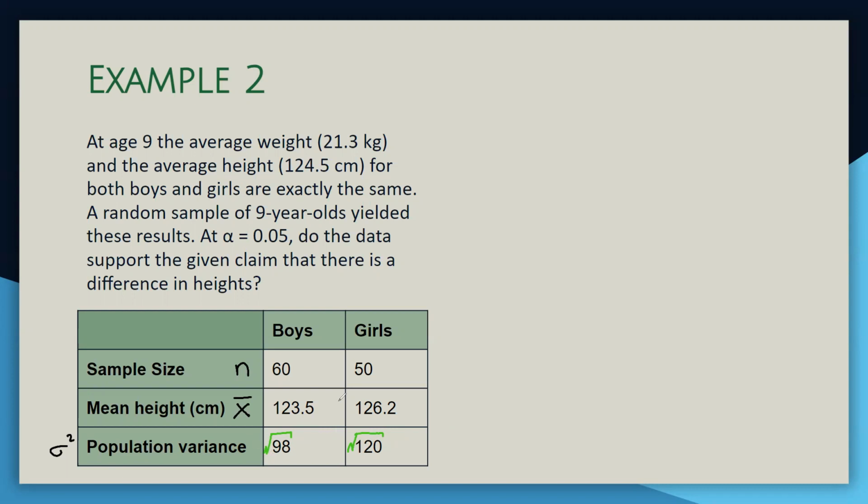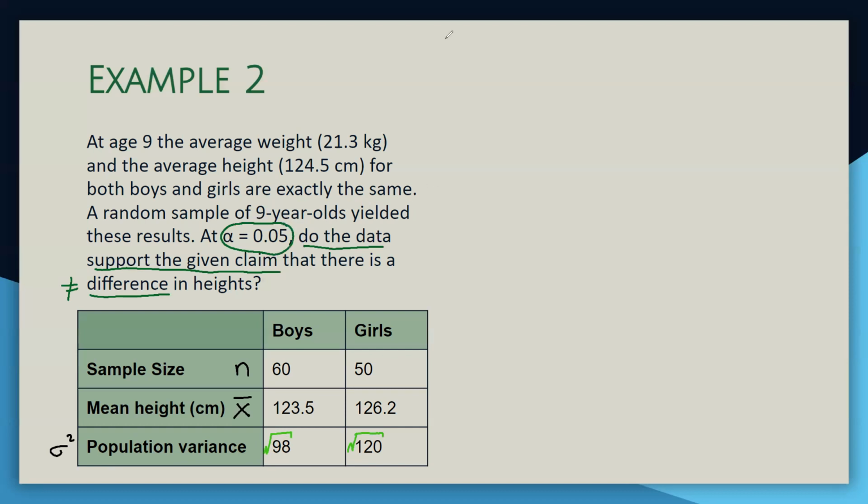So let's pick through the problem. Do the data support the given claim? So we know we're definitely doing a hypothesis test. It says that there is a difference in height, so that's a not equal to for our alternative. And they give us our alpha is 0.05. And everything else has been labeled for us.